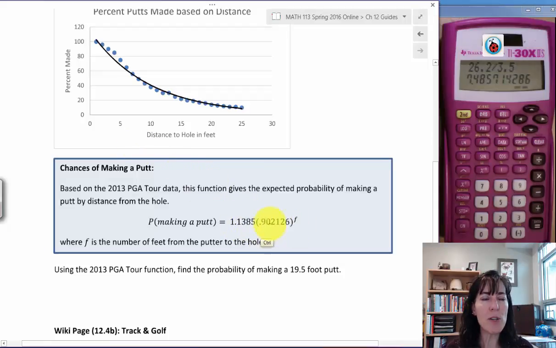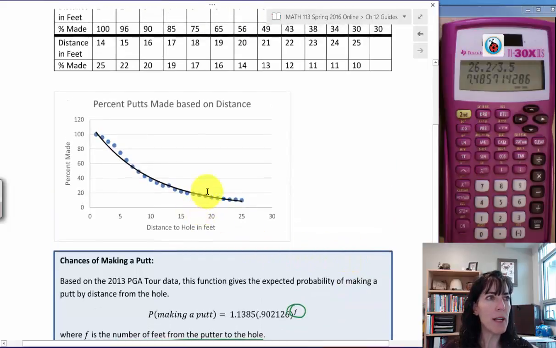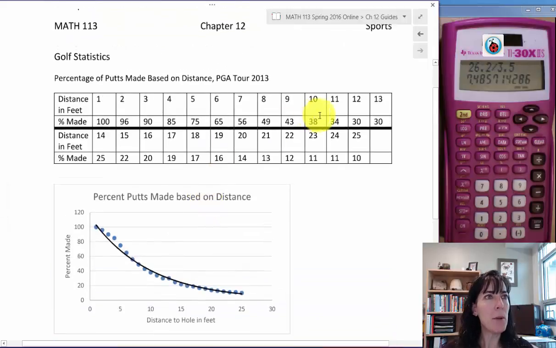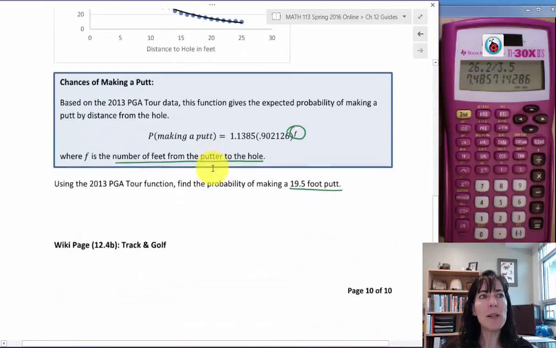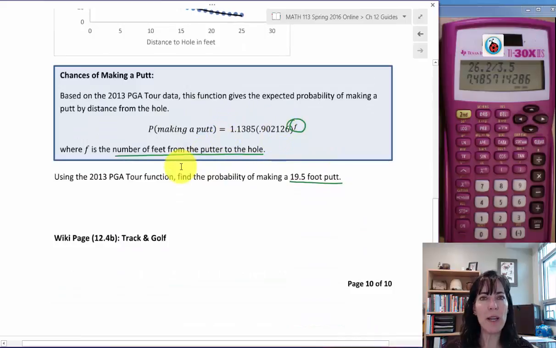But you just use the numbers that are given, and here is where you're going to plug in the number of feet that you are from the hole. So using this function, find the probability of making a 19.5 foot putt. First, I can come back up to the graph, and I can look here, and I can see it's going to be less than 20%. I can come up here and say a 19-foot putt is probably going to be between maybe 14 and 16%.